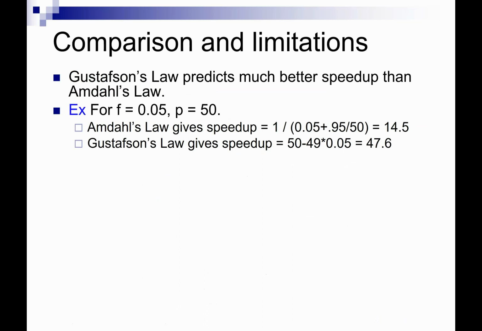Then Amdahl's law is going to say that your speedup is 1 divided by your sequential fraction plus your parallel fraction divided by your number of processors. This comes out to about 14x speedup. Whereas Gustafson's law is going to say that the speedup is p minus (p minus 1) times f. If you plug this in, you get almost 48 times speedup for Gustafson's law, whereas you only have about 14 times speedup for Amdahl's law.